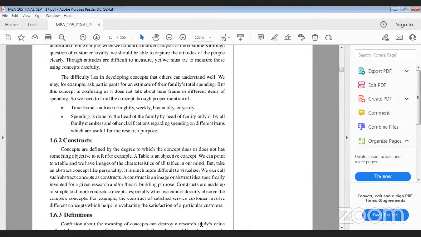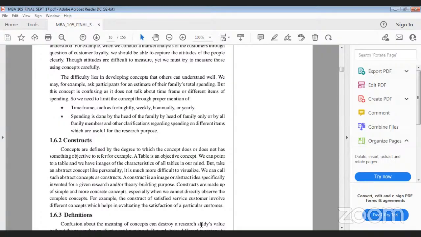Second, constructs. Concepts are defined by the degree to which the concept has something objective to refer to. For example, a table is an objective concept. We can point to a table and we have an image of the characteristics of all tables in our mind. But take an abstract concept like personality. It is much more difficult to visualize. We can call such abstract concepts constructs.